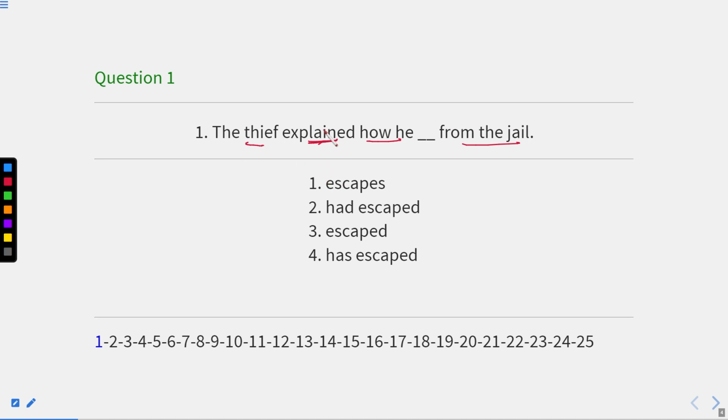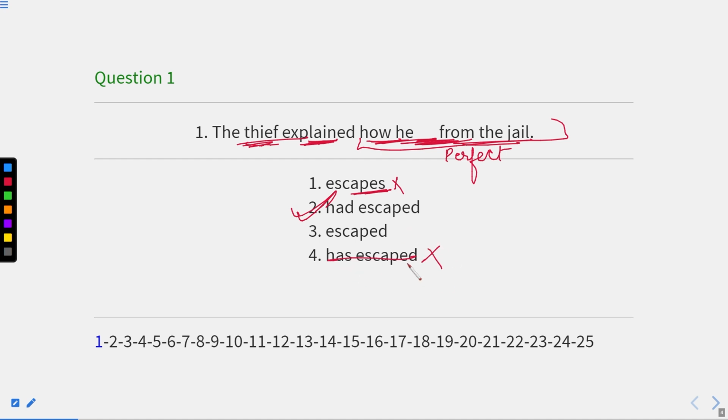Thus, if I see this sentence, the thief explained how he dashed from the jail. So this action has taken place earlier than this action. That is why it should be in perfect tense. Okay, so here the correct word will be had escaped. Now here the first word is written escapes. Obviously, we cannot write this one, because when we convert a direct speech into indirect speech, it is when the event has passed, or when the time has passed. So obviously we'll make the sentence in past, so escapes cannot come.